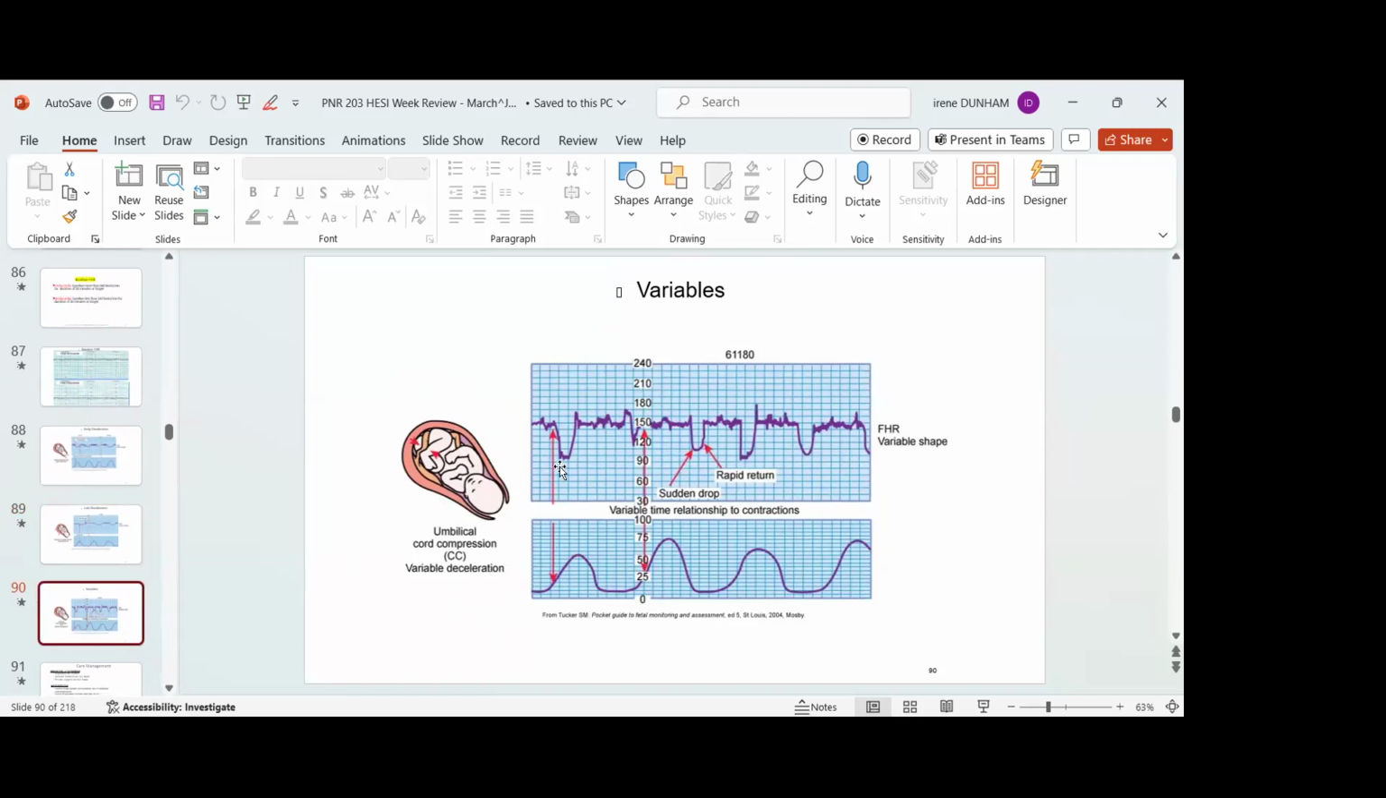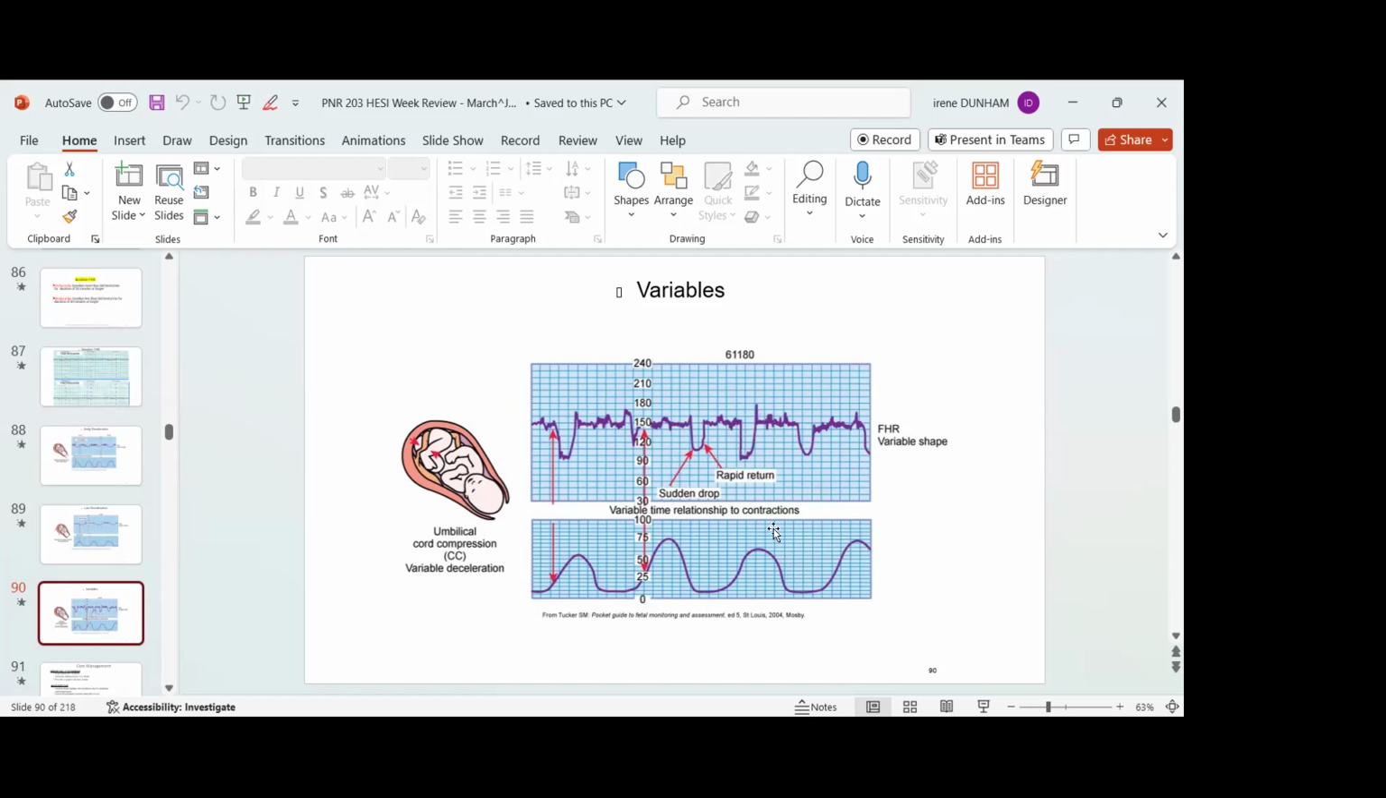Now this one is called variables. And remember, it's caused by cord compression. And just like the name says, it varies. It's a rapid decrease, and then a rapid increase. So this is cord compression. These are variables. You see sudden drop, rapid return, sudden drop, rapid return.